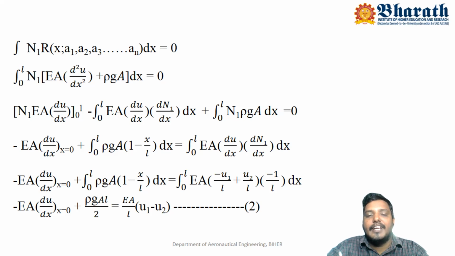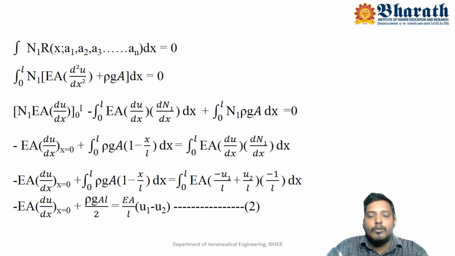Then integral 0 to L EA into du by dx into dN1 by dx times dx. Then how will we obtain du by dx? We already know u value is equal to (1 minus x by L) times u1 plus x by L times u2. Then we have to differentiate with respect to x. We will get du by dx value, where N1 is the shape function at nodal location 1. This value is here 1 minus x by L. If you differentiate with respect to x, dN1 by dx, we will get minus 1 by L.